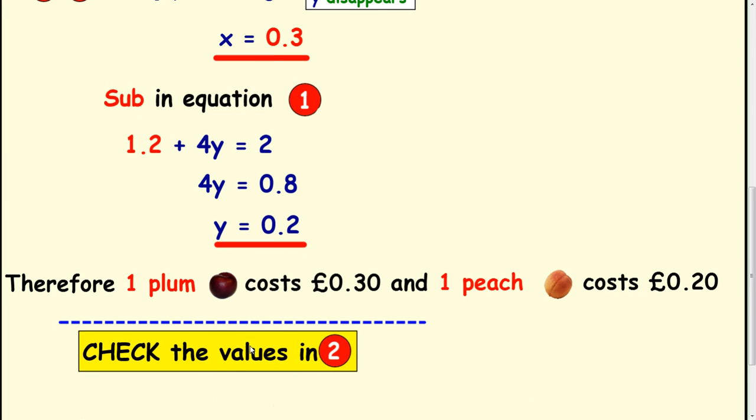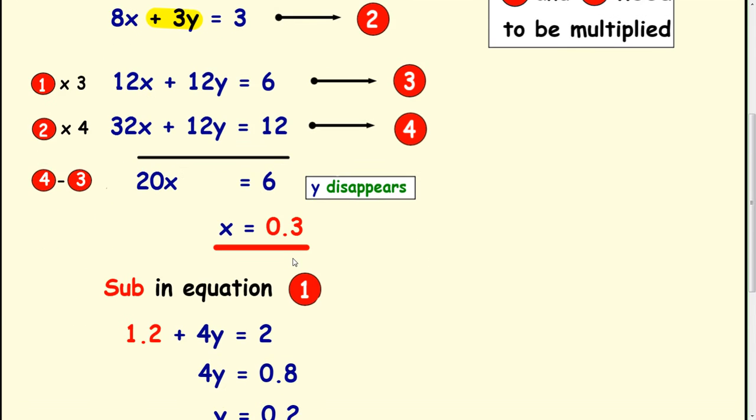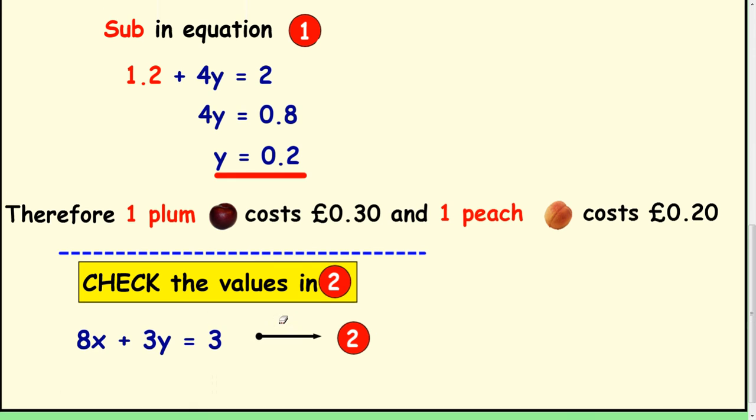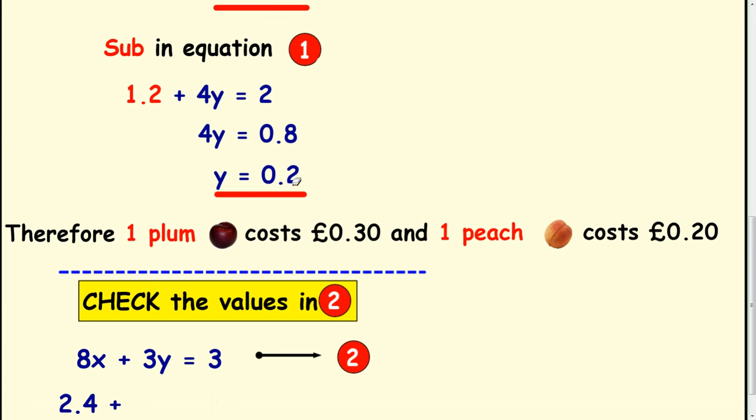Right, we can double check it in equation 2. 8x plus 3y equals 3. So let's double check what happened there. We're saying that x was 0.3, so 8 times 0.3 is 2.4, and 3 times 0.2 is 0.6. Does 2.4 and 0.6 come to 3? Yes, it does.